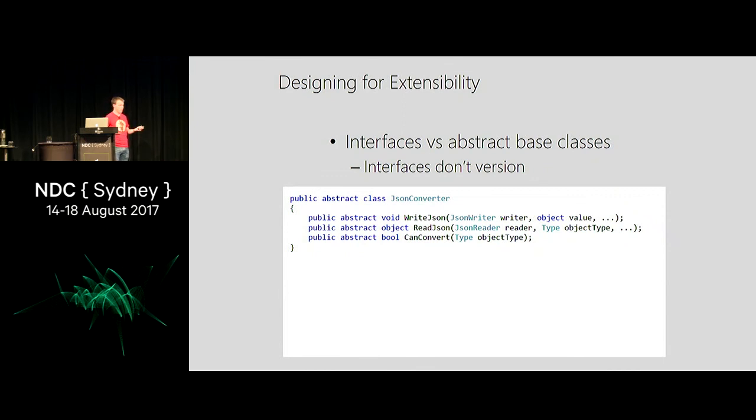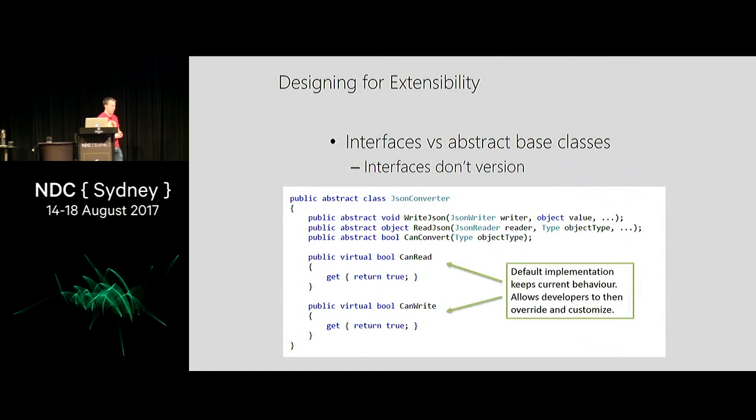Now, because this is an abstract base class, I can just introduce virtual methods onto it. So in this case, I introduced 2 virtual properties. And they just do nothing but return true, because the default behavior of all existing JSON converters is they can both read and write JSON. But if someone wants to say, this JSON converter only reads, they can override CanWrite and return false instead. And then the serializer will look at CanWrite, see false, and skip over it. So that's an example of abstract base classes versioning, and interfaces not so much.